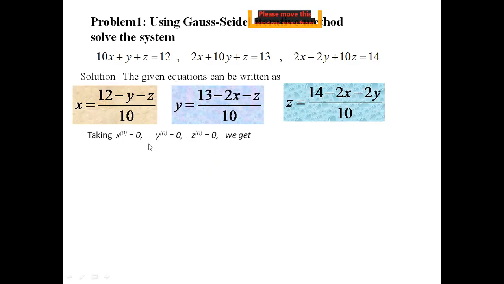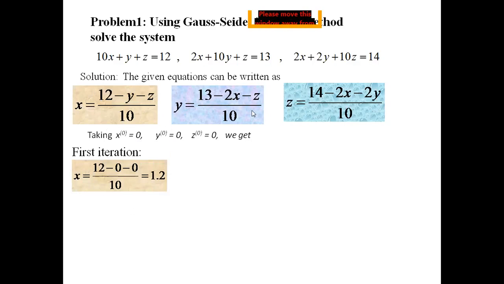hearing. Okay, so take 0, 0, 0 as the initial root. So from the first equation in Gauss-Seidel method, what to do? Substitute y is equal to 0, z is equal to 0. So we get the value of x. So in the first iteration, put y is 0, z is 0. So what is the value of x? X is equal to 12 minus 0 by 10, meaning 1.2 you got. That is the value of x.